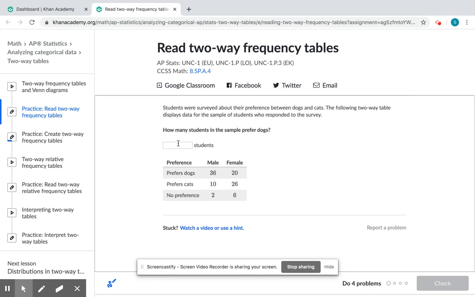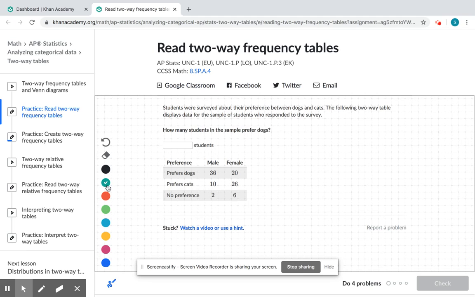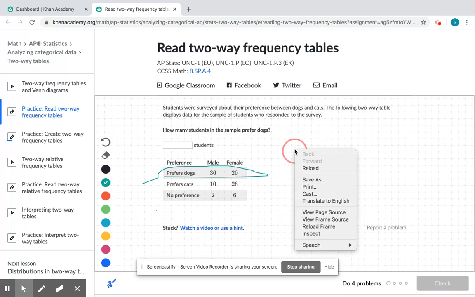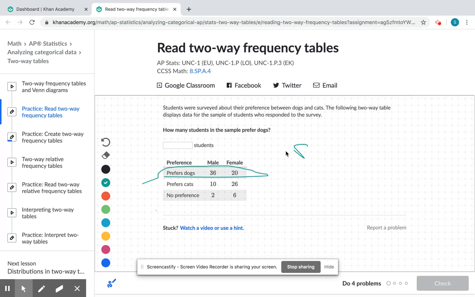So they want to know how many students in the sample prefer dogs, right? So what we do is just go to that column. Here's the prefer dogs section. Sorry, computer's a little wacky. And we just have to add this, because we don't need to know who prefers cats and we don't really need to know who has no preference. So we just want to know this here. So we're going to do 36 plus 20, and you're going to get 56.